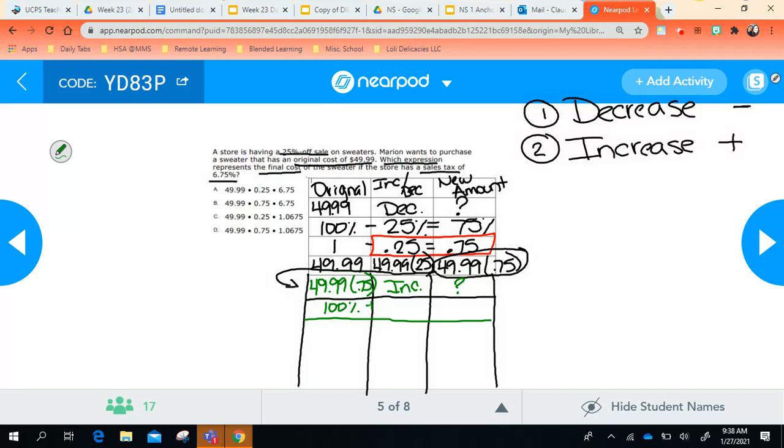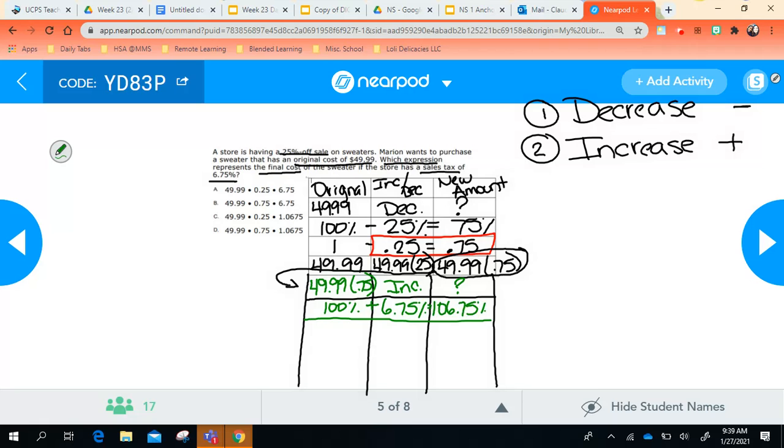We're adding because it's an increase, and our sales tax is what percent? 6.75%. So we're going to do 100 plus 6.75. Perfect. 106.75.